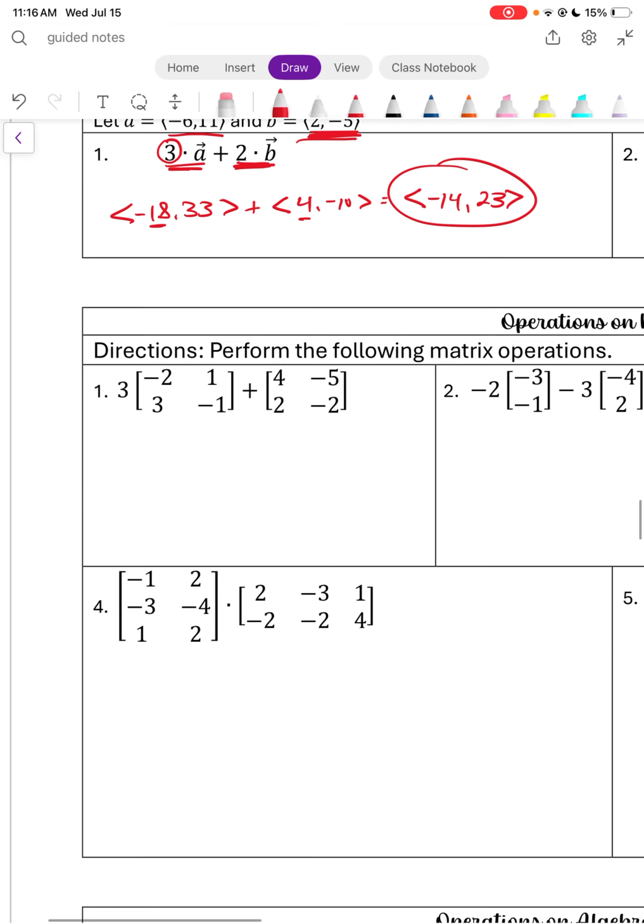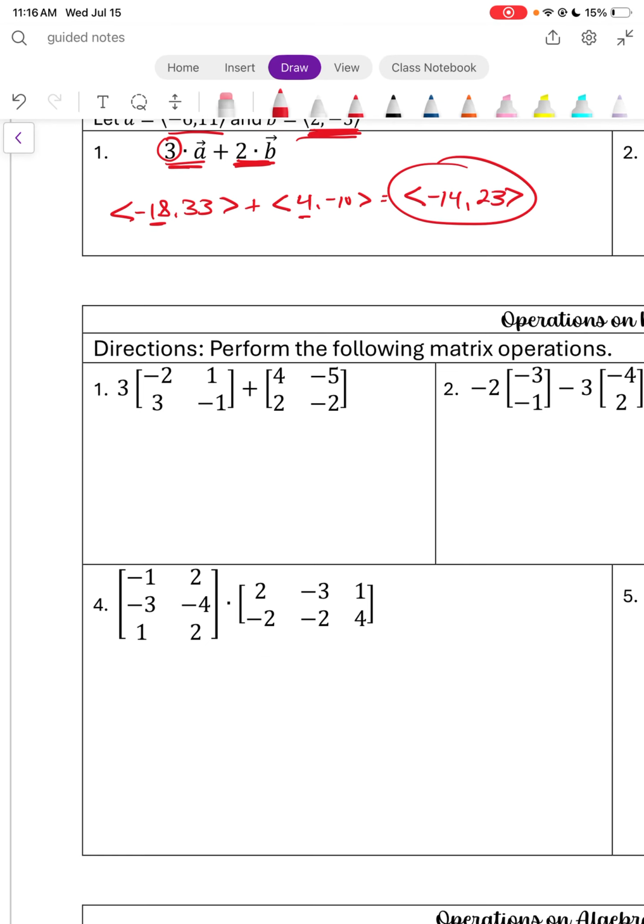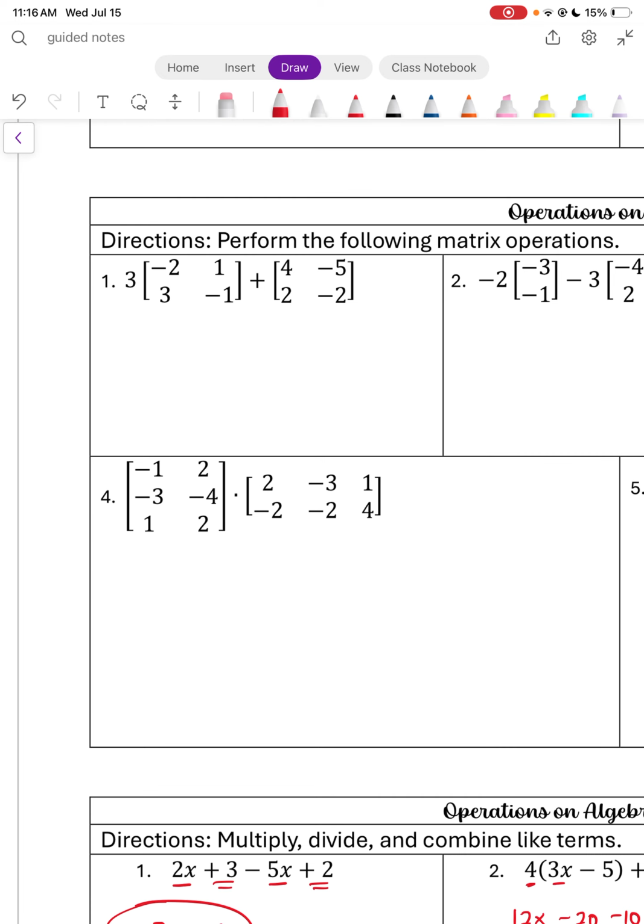Okay, now let's perform some matrix operations. Now, if you haven't already seen the video on vector operations, make sure you go back and watch it because honestly, matrix operations are pretty much identical to vector operations. So, first matrix says to multiply the first matrix by 3.